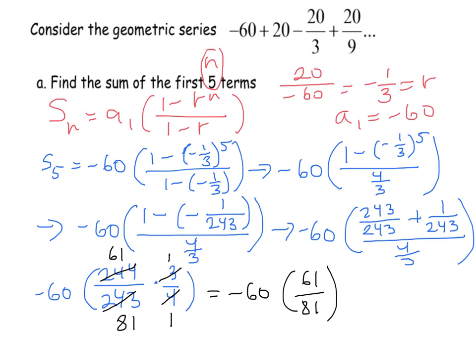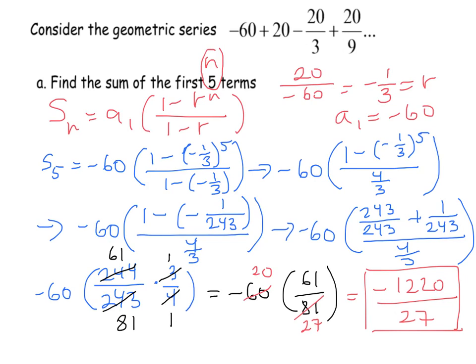And I can still simplify. I can simplify by 3. So let's go ahead and say this is 27 and this will be 20. So our final answer will be negative 1220 divided by 27. So this is the sum of the first 5 terms.